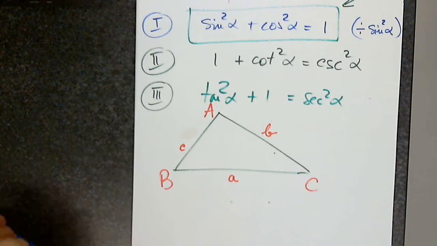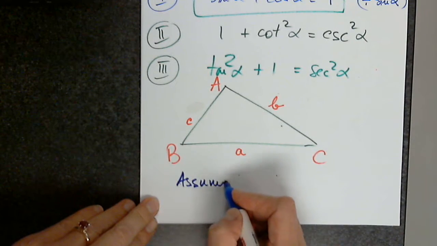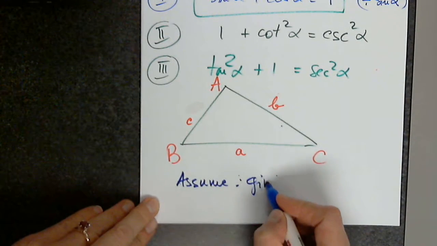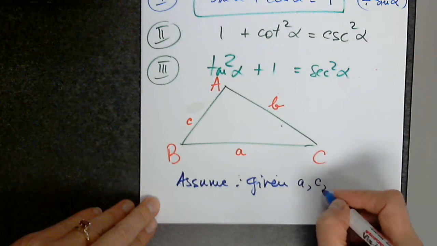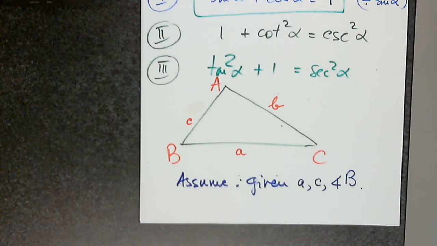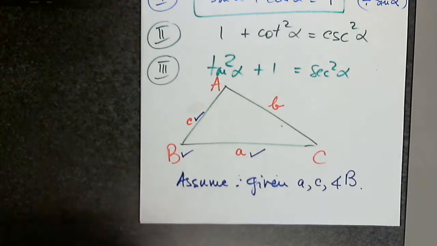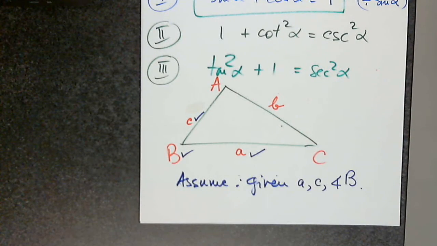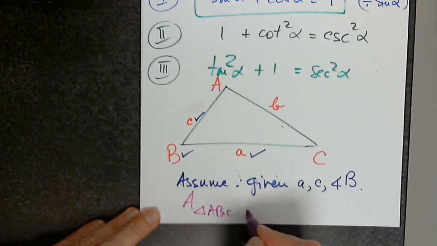So in this triangle, assuming we are given side a, side c, and angle B. So we are given these measures, and the angle in between. If that is the case, how do I determine the area of this triangle? Area of triangle ABC.